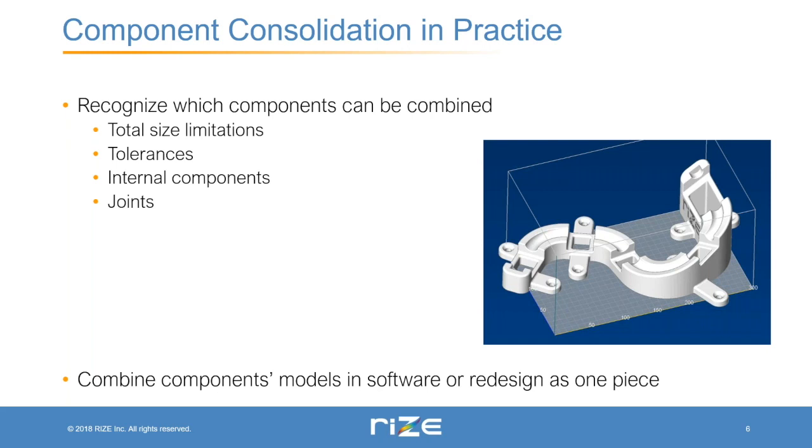So one thing you'll want to pay attention to is the total size limitations. If you are using additive manufacturing, then you probably have some limitations on the size of the parts that you can produce. So you don't want to combine small components up to the point that they are too large to fit in your build plate.